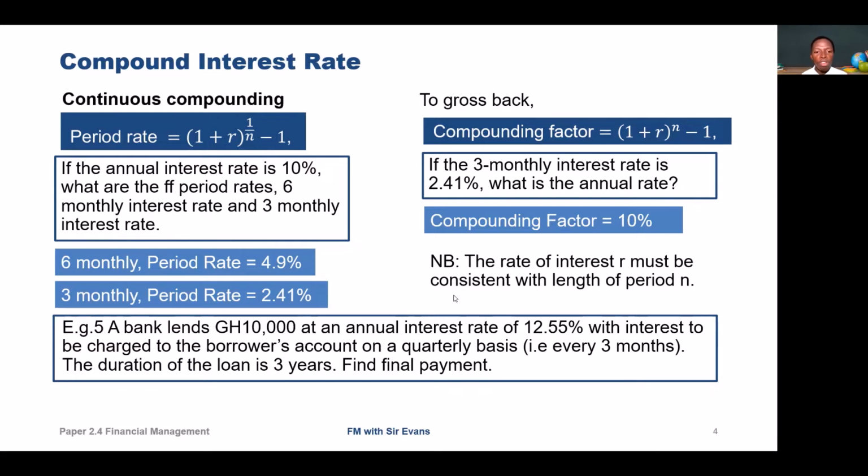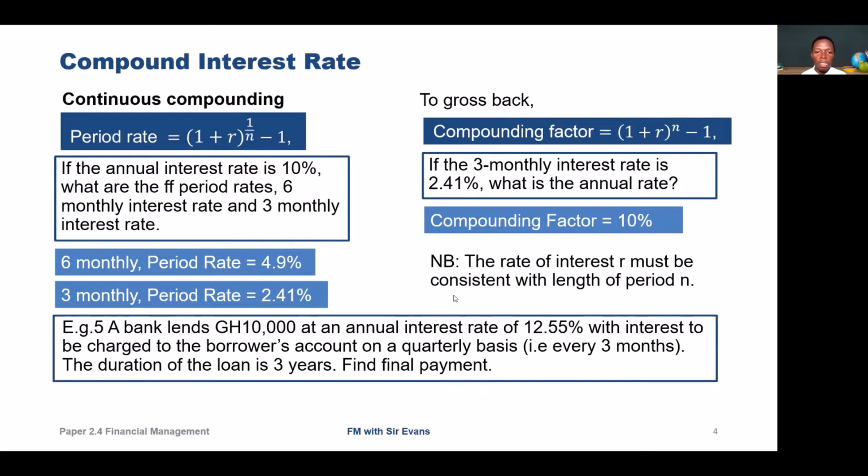So here, the interest rate is annual, 12.55%. And then the compounding is on a quarterly basis, and our duration of loan is 3 years. So our n is annual, our r is annual. But then we are supposed to convert both to quarterly, that's 3 months.